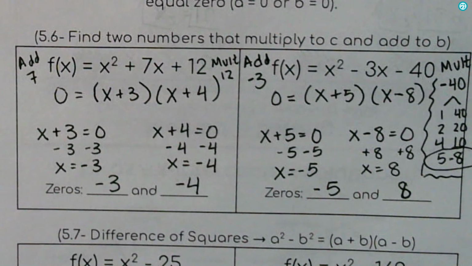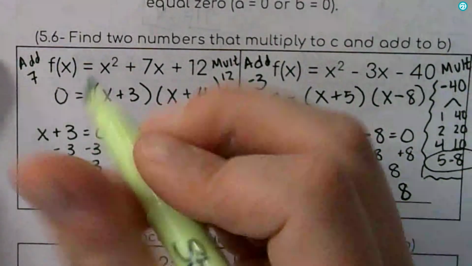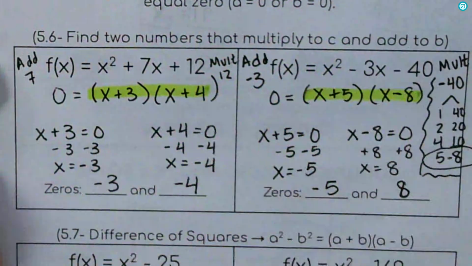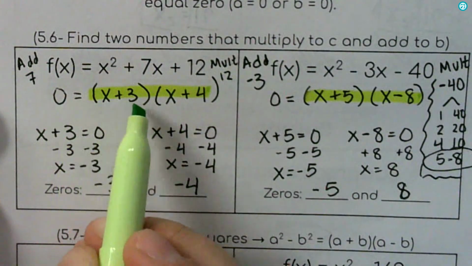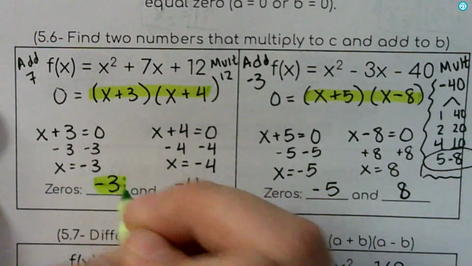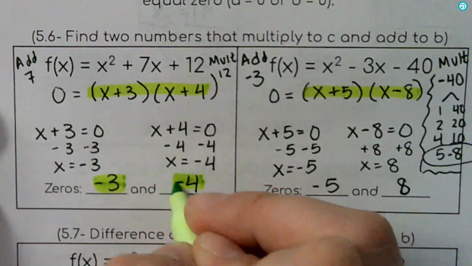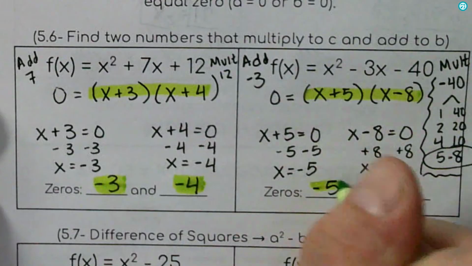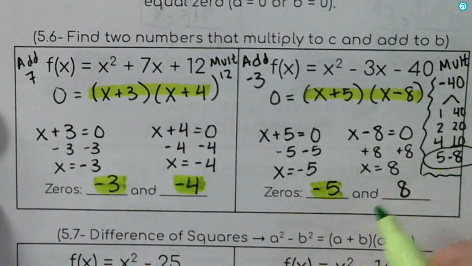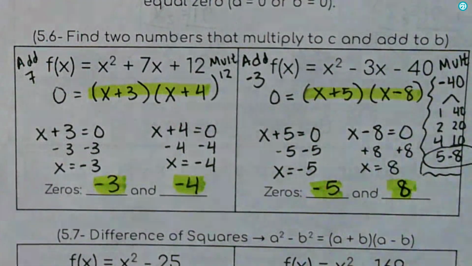You don't have to write all of this if you don't need to. We are solving by factoring, so you do have to have your factored form. You do need to write down this and this. You don't need to do all of this work. If you can see that x plus 3 means that my 0 is negative 3, x plus 4 means that my 0 is negative 4, you don't need to do all the work in between. X plus 5 means I'm going to have a 0 of negative 5. X minus 8 means I have a 0 of positive 8. So what I highlighted would be the bare minimum amount of work you need to show. You've got to factor it, and you've got to have your zeros.